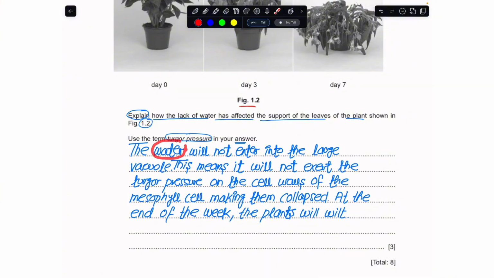You would say that since the water was not provided to these plants, it would not enter into the large vacuole. And when it is not entering into the large vacuole, the large vacuole would not exert the turgid pressure on the cell wall of the mesophyll cells, and ultimately they would collapse. And by the end of the week, the plants would appear wilted.